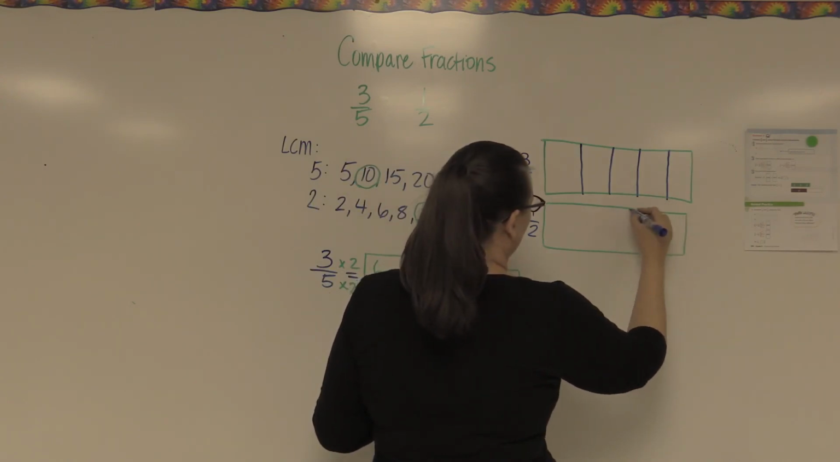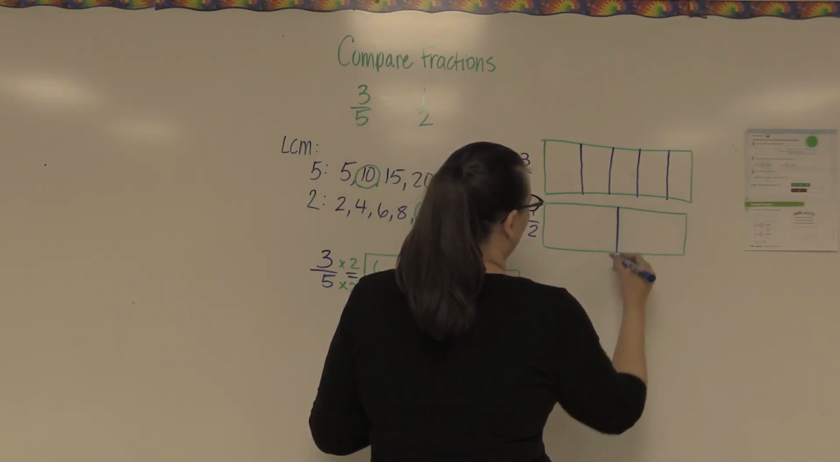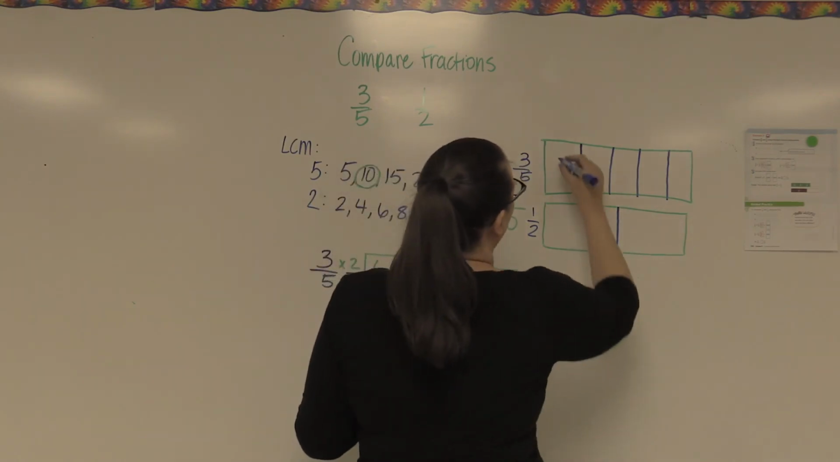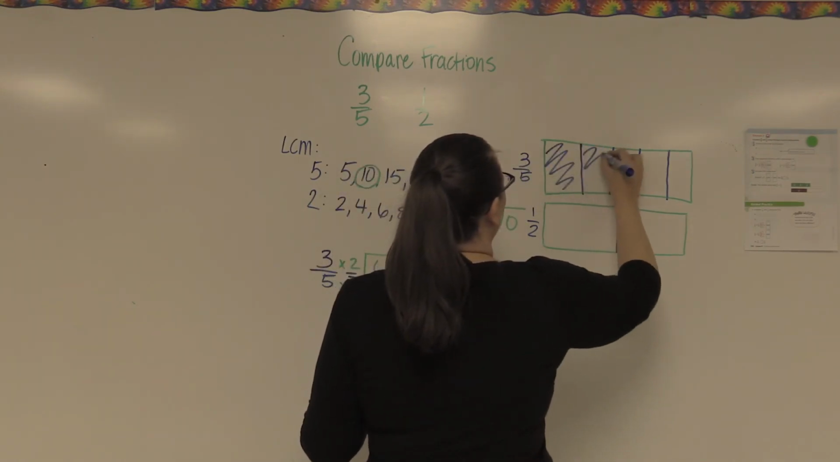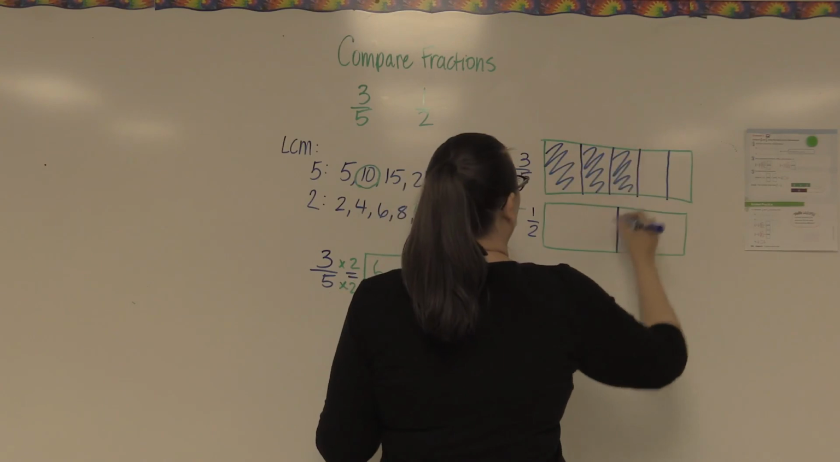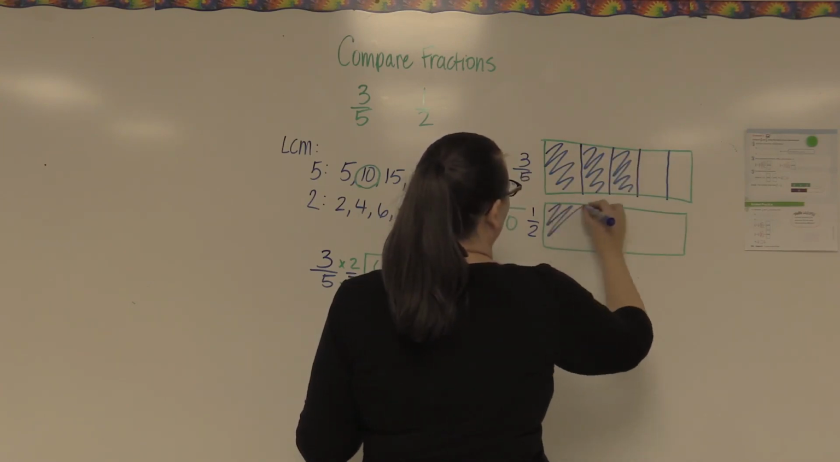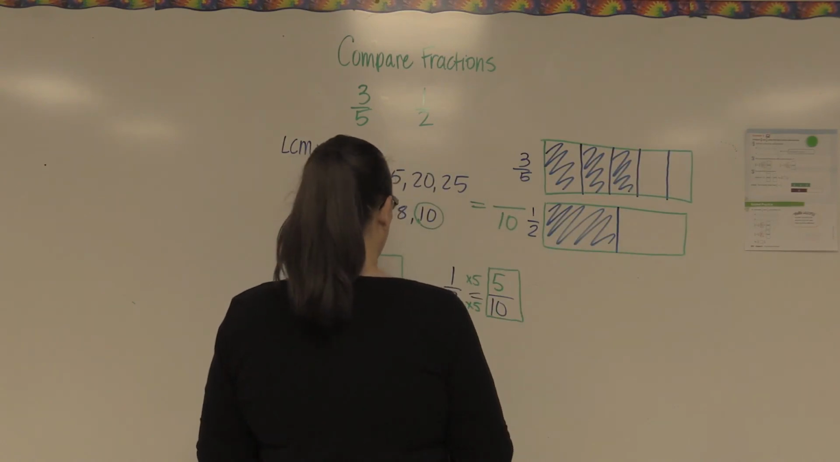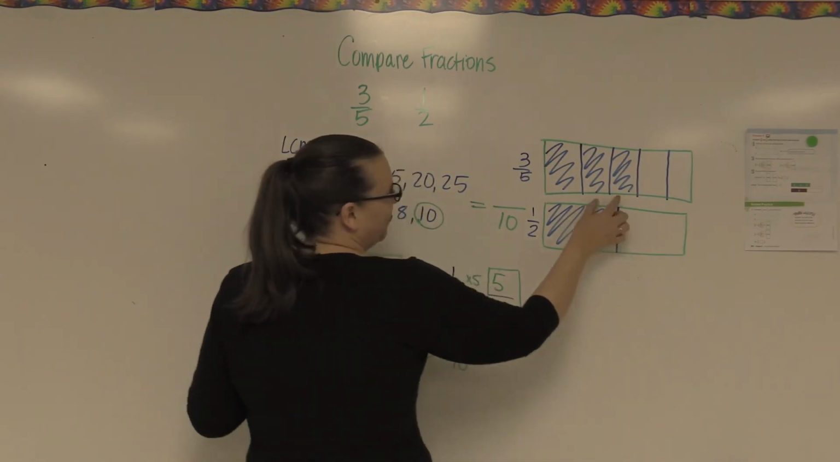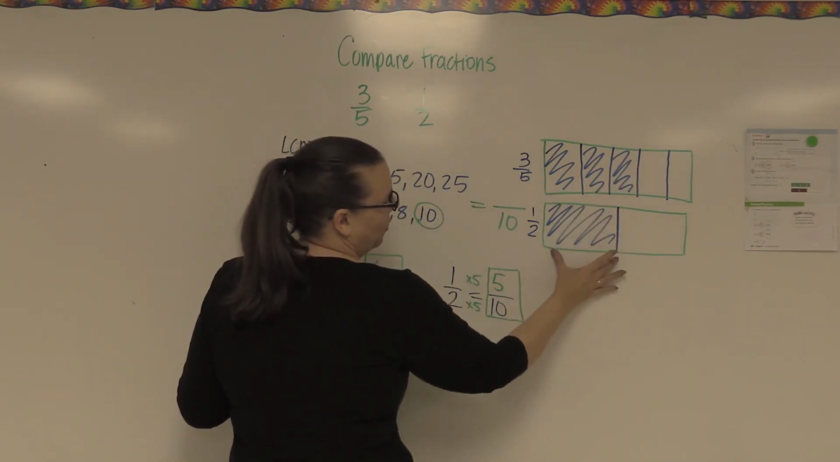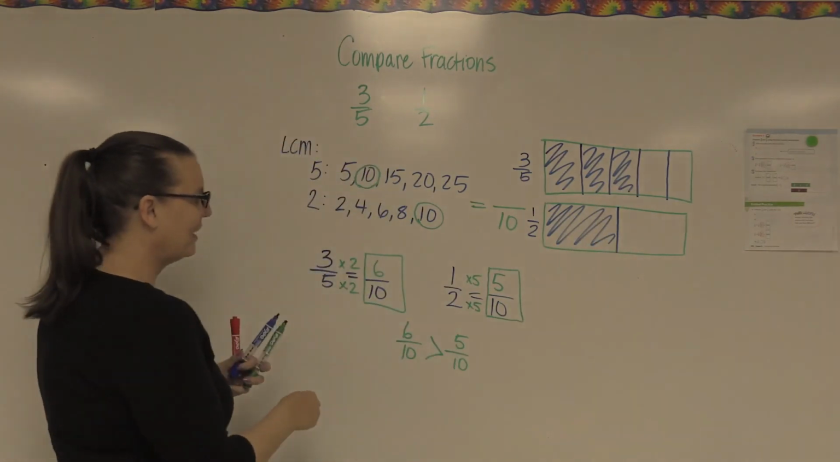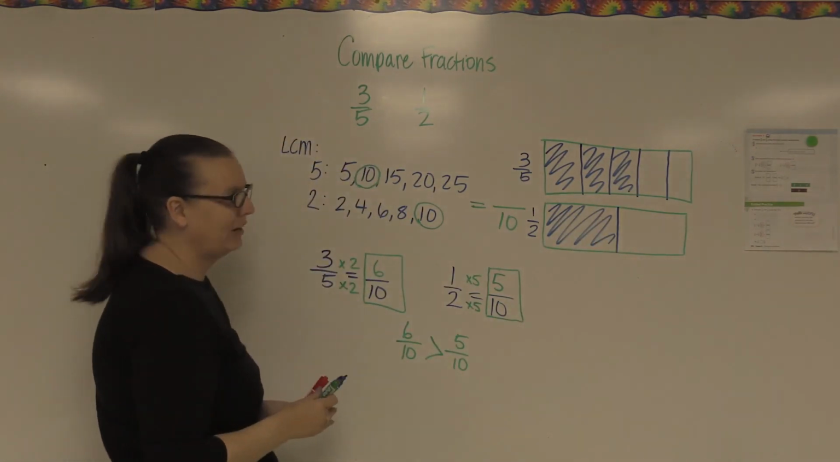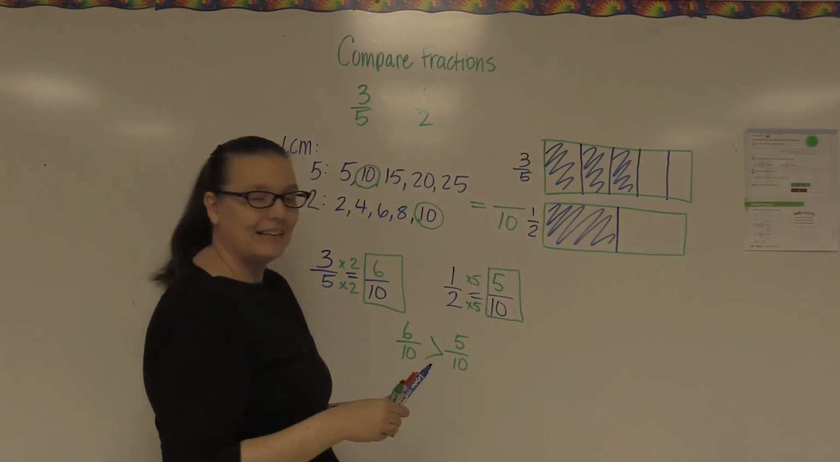Okay, let's see. The fraction bar got a little skimpy there. So 3 pieces are going to be shaded. And then 1/2 is going to be shaded here. I made 2 pieces because of that denominator. And you can see that 3/5 is larger than 1/2, which is exactly what we figured out down here by making equivalent fractions.